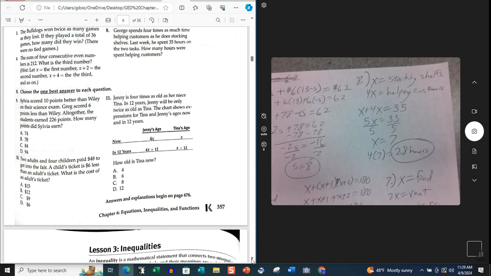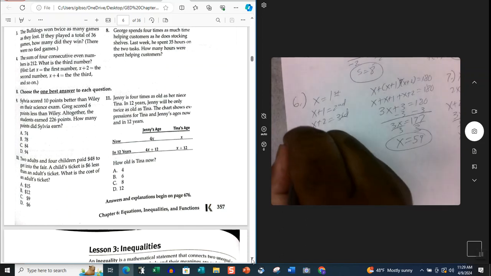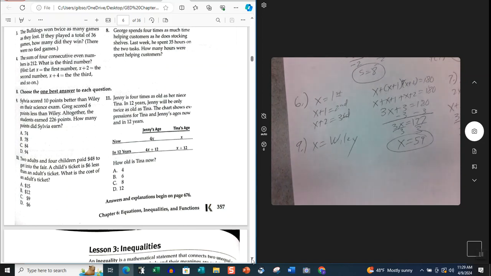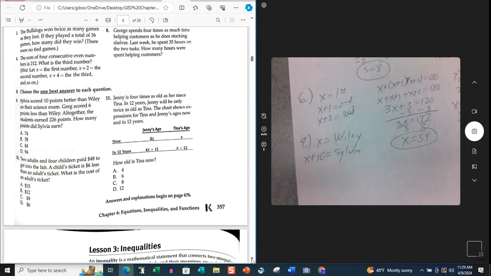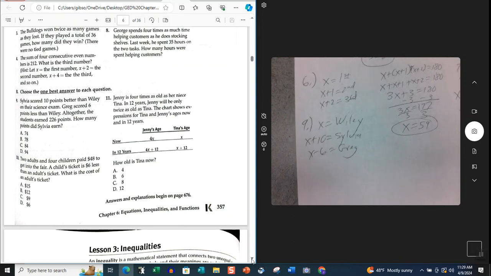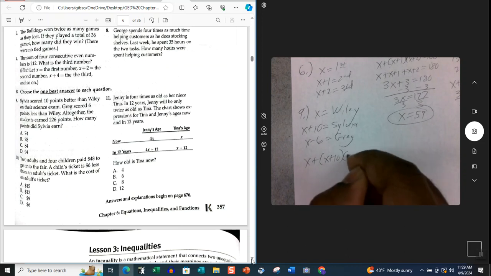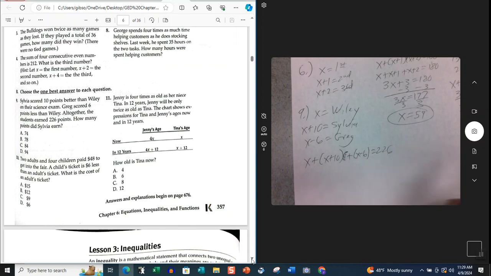Okay, she scored 10 points better than Wiley, and Greg scores depending on Wiley as well. So what we would do is we would make x equals Wiley. And then since x is Wiley, we know that x plus 10 is Sylvia, because she scored 10 points better. And Greg scored 6 points less, so it'll be x minus 6 is Greg. Now, altogether, they scored 226 points. So we would add all these together. And that's supposed to give us 226 points. So we want to know how much did Sylvia score.